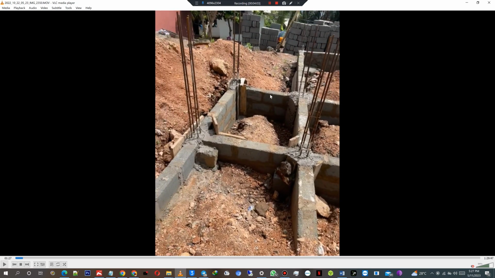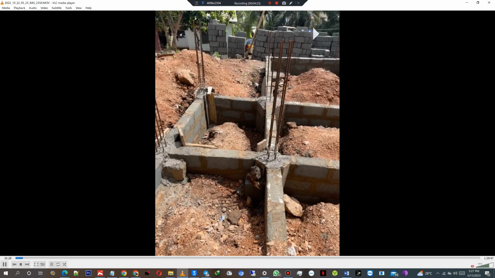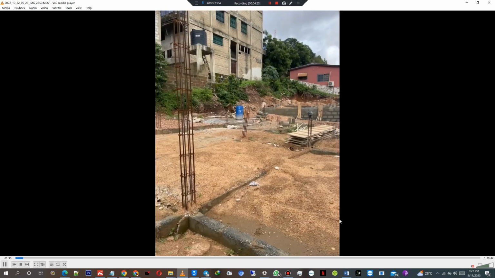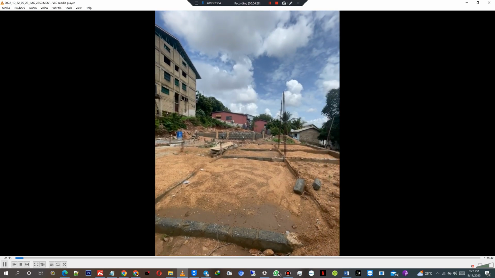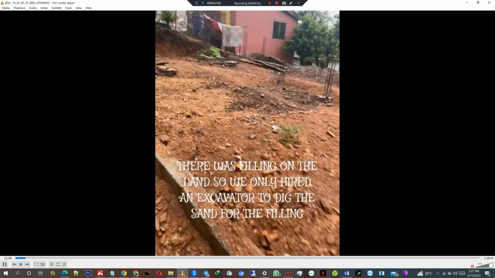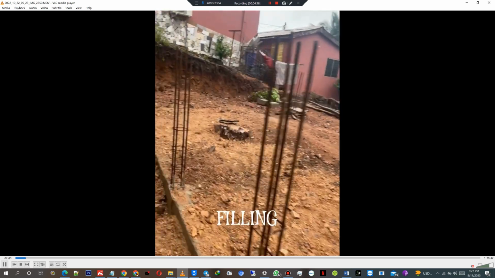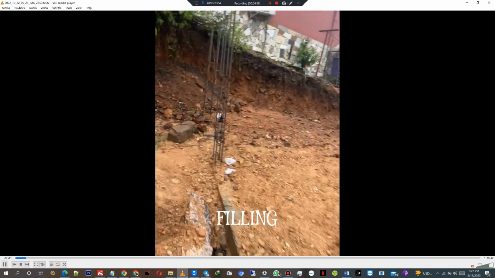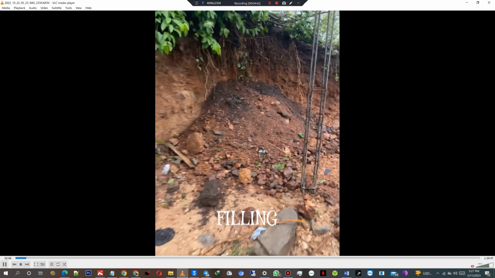This place was actually a guest washroom, but after the first floor casting, we decided to demolish this area and add it to the master bedroom, because all these areas going this side were for the master bedroom. So we decided to demolish everything, and this is how the filling of the foundation went through.